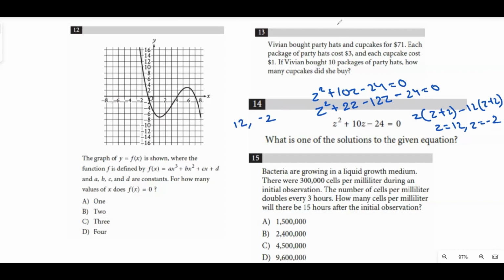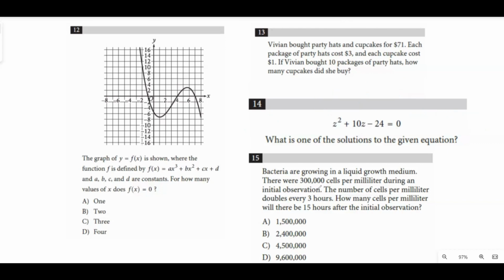Now, coming to the next part, that is question number 15. Bacteria are growing in a liquid growth medium. There were 3 lakh cells per milliliter during an initial observation. I'm writing this initial observation as A naught, that is 3 lakh or 300,000, both have the same meaning. The number of cells per milliliter doubles every 3 hours. That means the population doubles after every 3 hours. How many cells per milliliter will there be 15 hours after the initial observation?